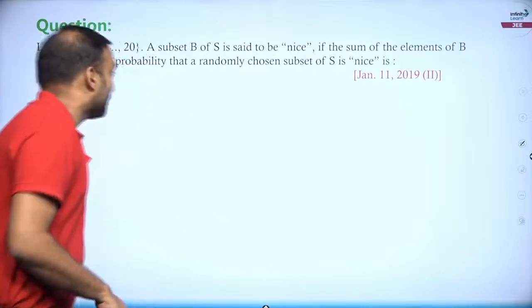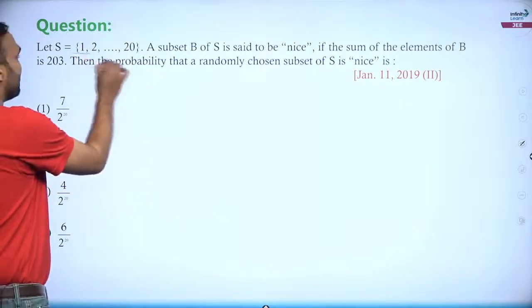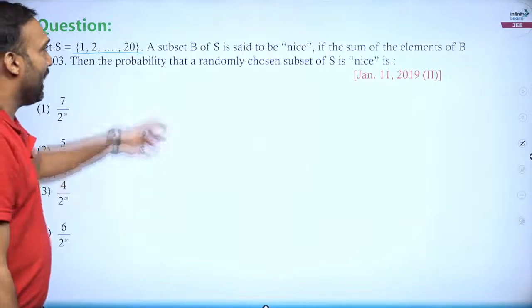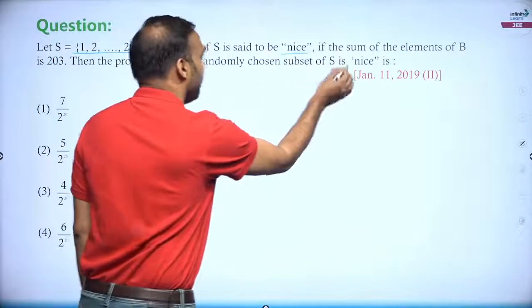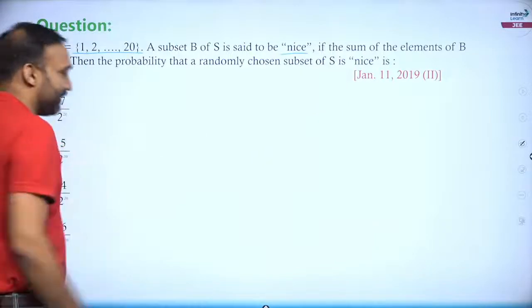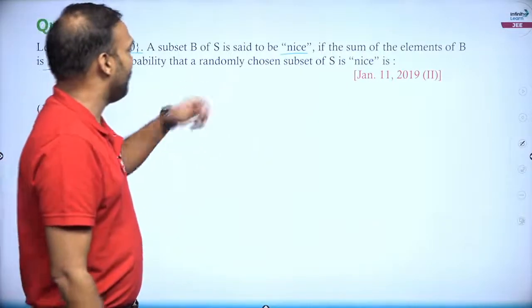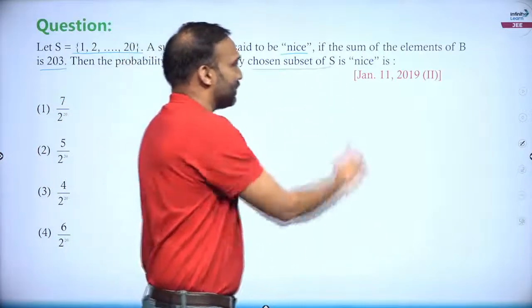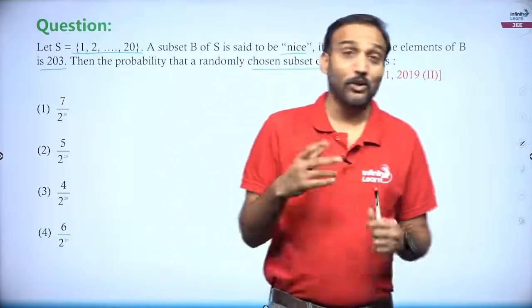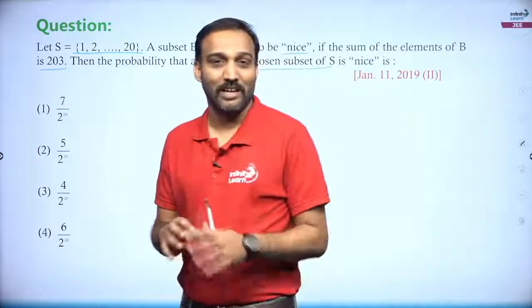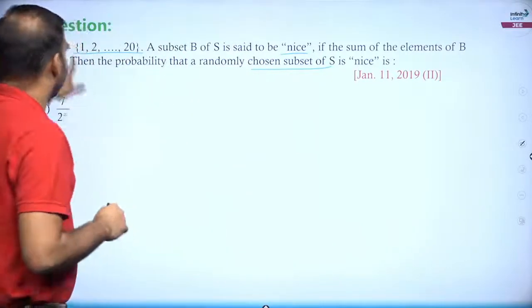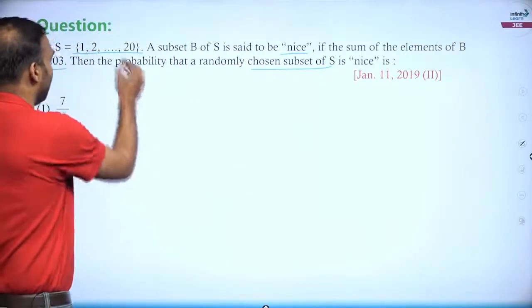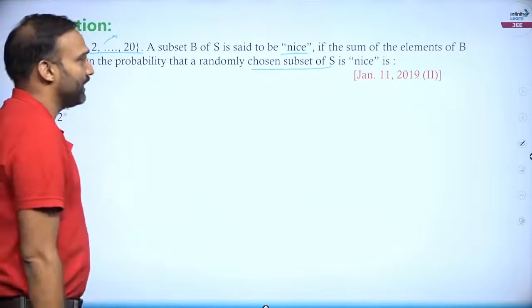The next example says S is a set from 1 to 20. A subset B of S is said to be nice if the sum of the elements is 203, right? Find the probability that a randomly chosen subset of S is nice. And the question is also nice, right? Over here you have to use a slice of your observation. See, there is a set which is given as all the elements from 1 to 20.